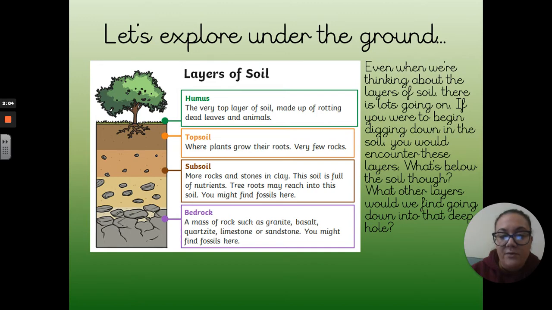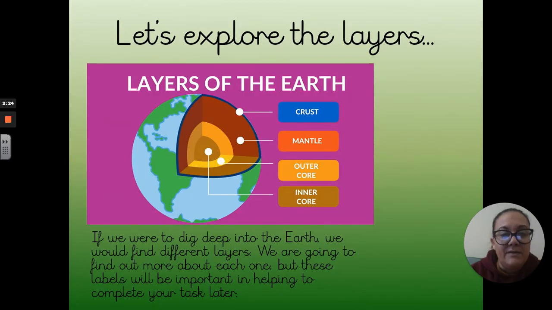But once you've got through the soil, what else would you then find? Well, this is what we're going to be exploring in more detail today. But I just want you to keep this first picture in mind. And as I've said, keep referring back to the different slides. You can keep going backwards and forwards through them and just see what's going to help you with today. So let's have a look at the layers.